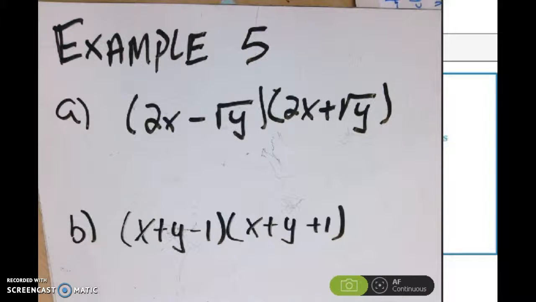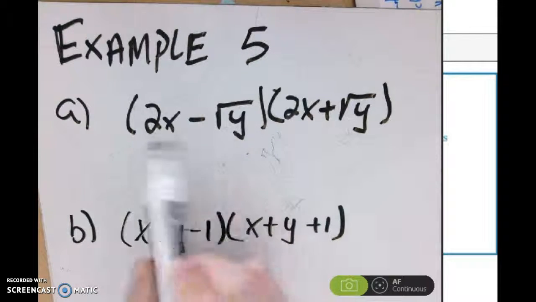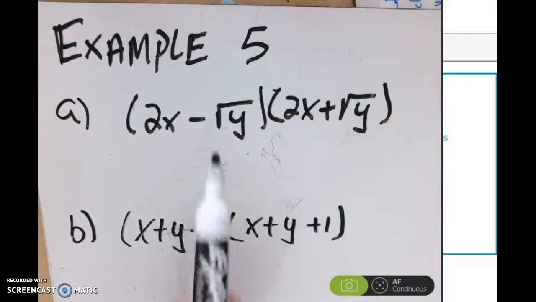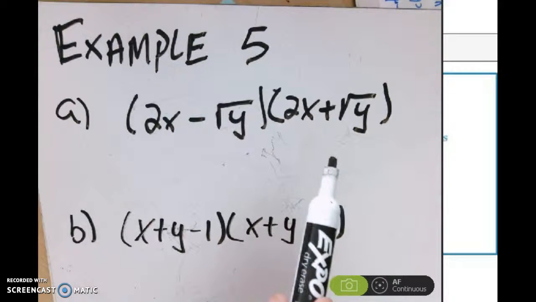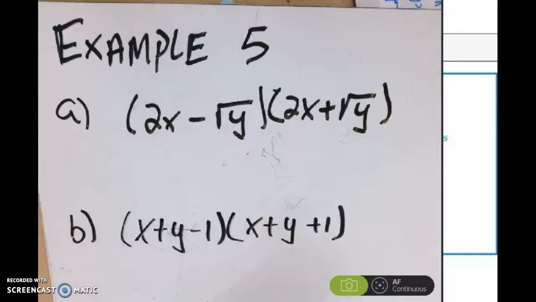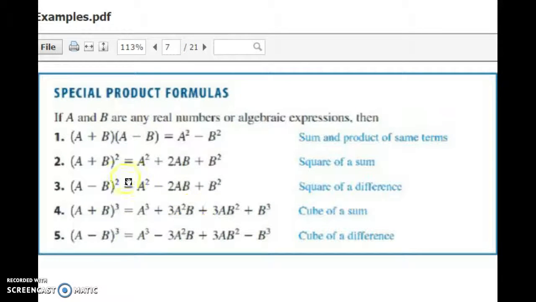So in example 5, you see we're going to be applying these special formulas. So we have 2x minus the square root of y, 2x plus the square root of y. I could multiply this out, but I'm not going to take the time to do that because I know by looking at it I have the same terms, 2x and square root of y, but then I have one added and one subtracted. So I know this is going to be one of my special formulas. Oh look, I have an a plus b and an a minus b. So I know that's what I'm going to use.